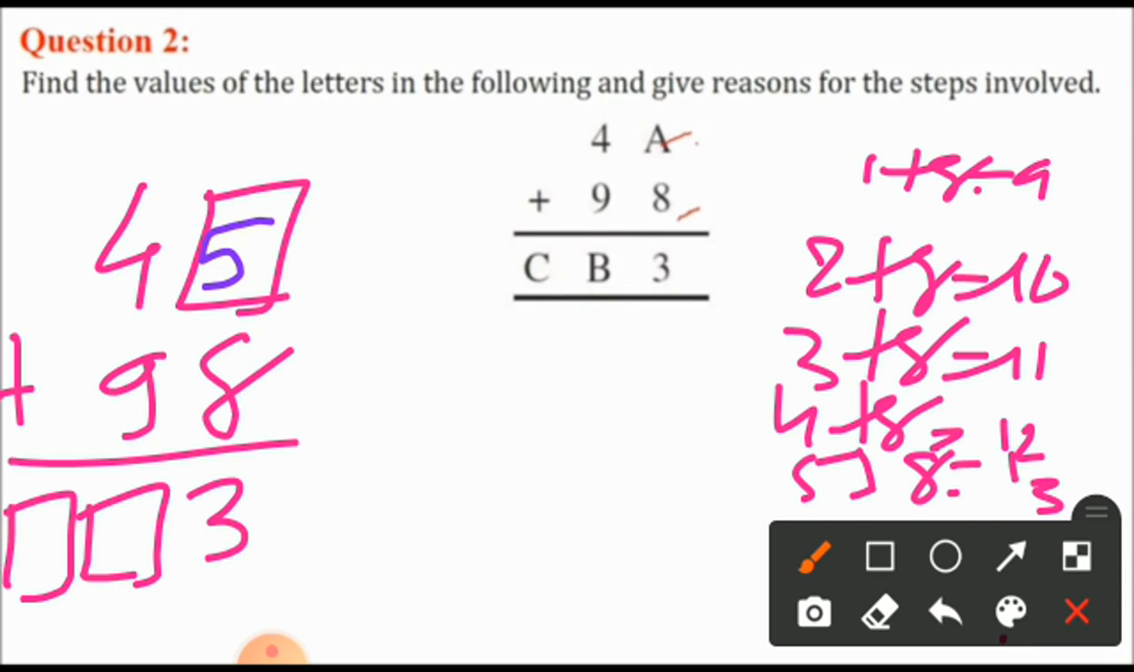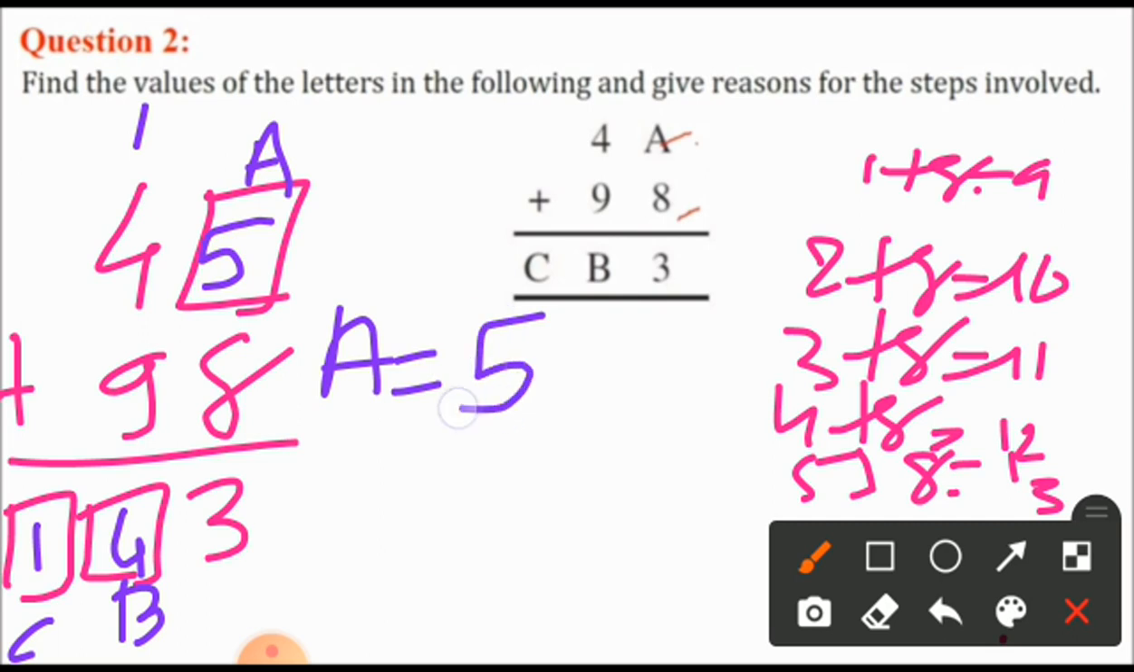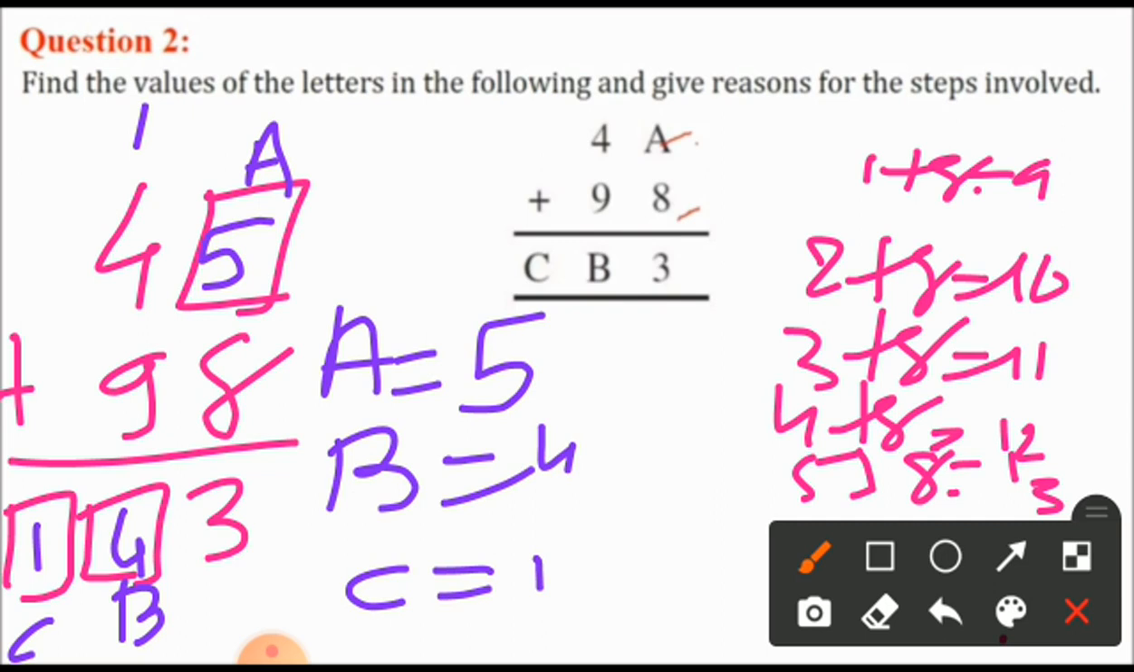And 13, the 3 is the downside and 1 will be the carryover. Now you are having 1 plus 4 plus 9. That will give me a 14. 1 plus 4, 5. 5 plus 9, 14. So 4 will be here and 1 will be here. So you are having the value of A, value of B, and value of C. So value of A will be 5, value of B is equal to 4, and value of C is equal to 1. Is it easy?